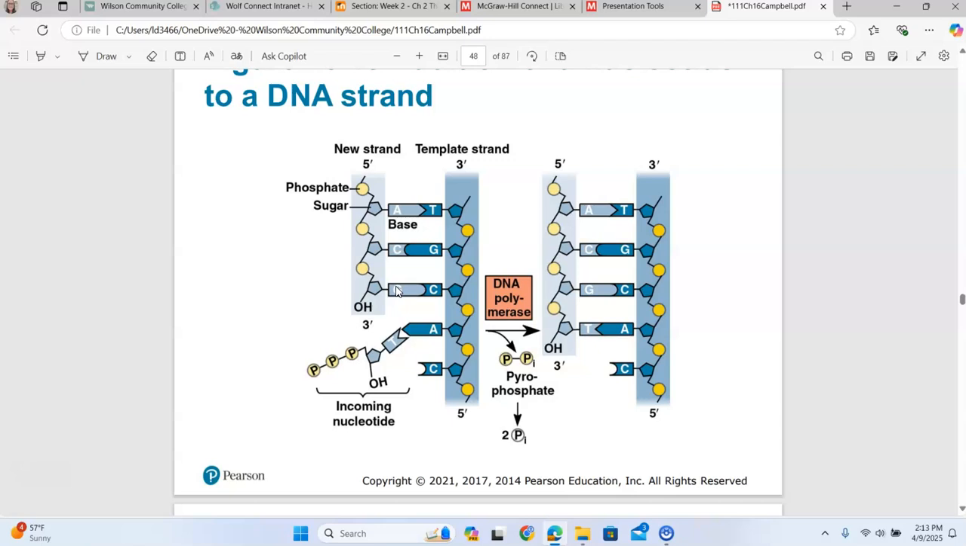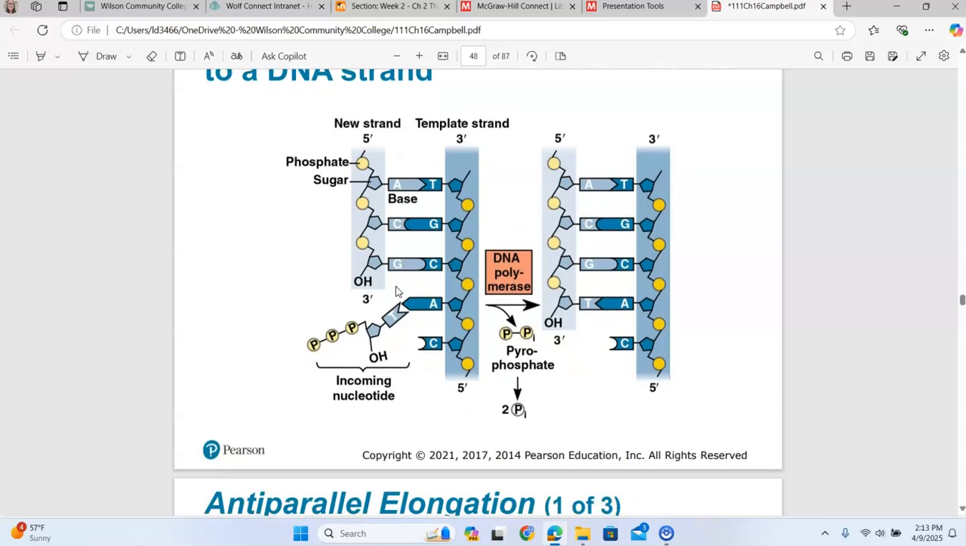But this is what it's going to look like. Okay, here's your old DNA template strand. And then what DNA polymerase is going to do is come in and add these nucleotides on the left side. It's going to add them in what's called the 3' to 5' direction. So this is the old strand, the 3' end and the 5' end. I really don't care if you understand what that means.